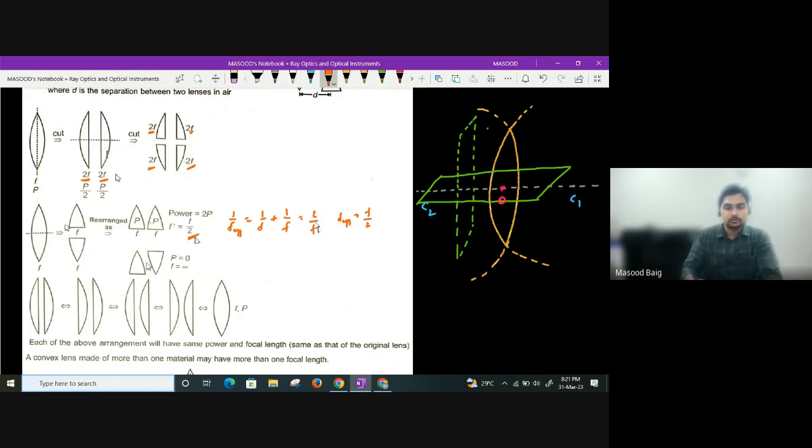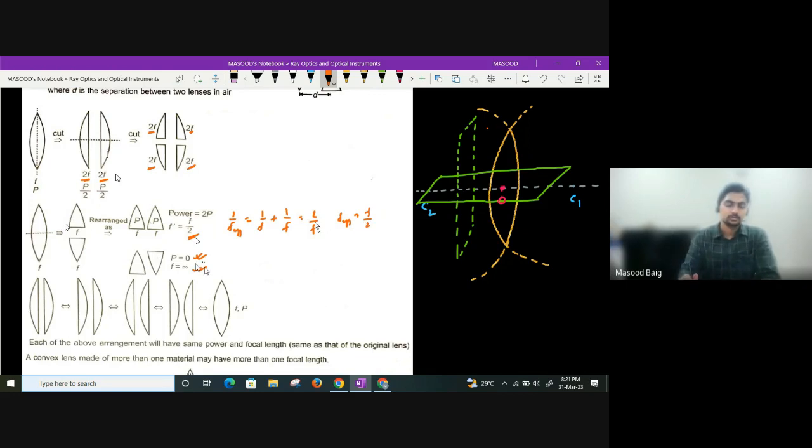Whereas if you keep them inverted, one will converge and the other will diverge, making the effective power 0. When power is 0, focal length obviously will become infinite, guys. I hope it is clear, all of you.